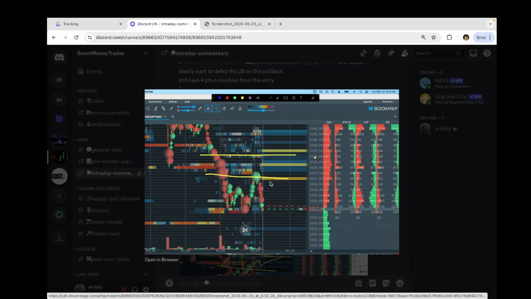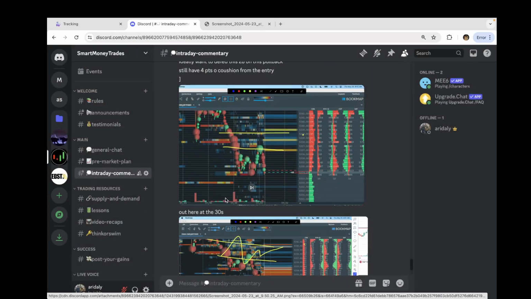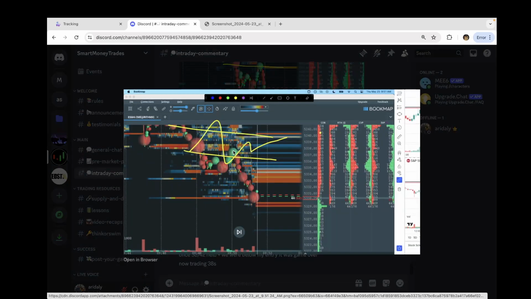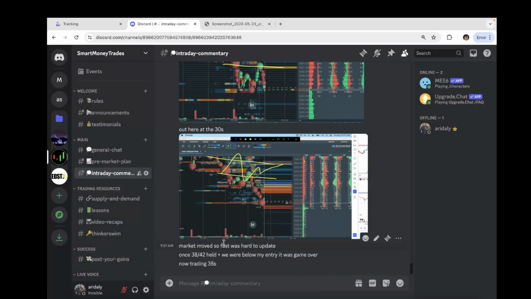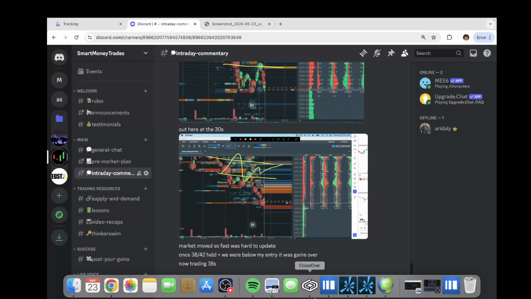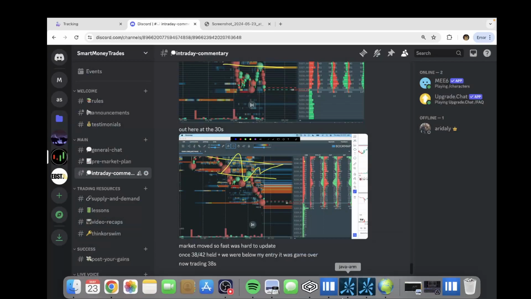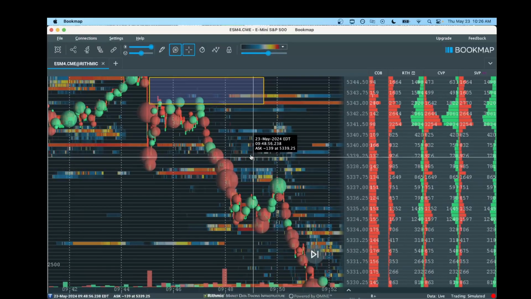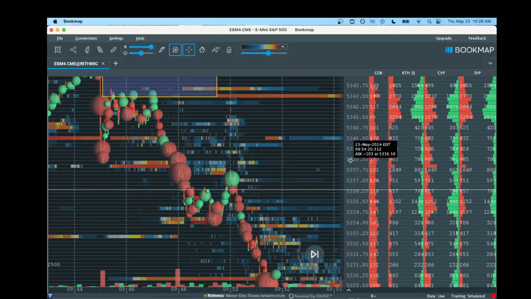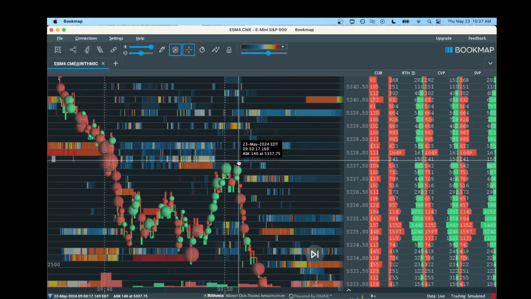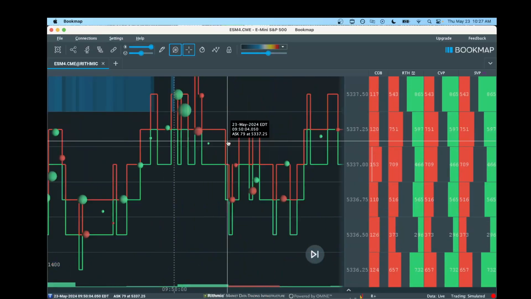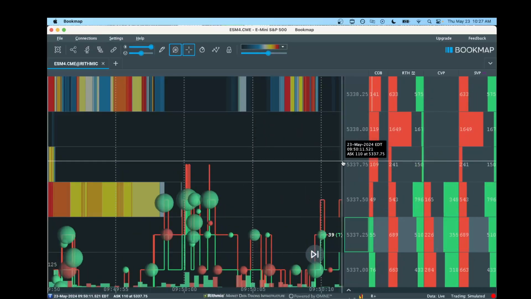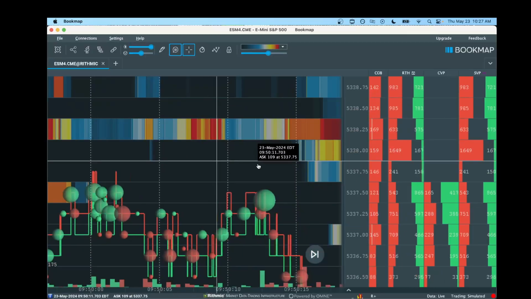Buying gets shut down right into 3.8. Very textbook, right? We come right into 3.8. Look at that. And then we sell off into 30s. Look, 30s triggered there. All out. Market moves so fast, it's hard to update. Once the 3.8s held and we were below my entry, it was game over. And you could see, pretty sure the high was 3.8 to the tick here. I'm not sure. All I know is that we defended the 3.8s. Yeah, 3.775s.